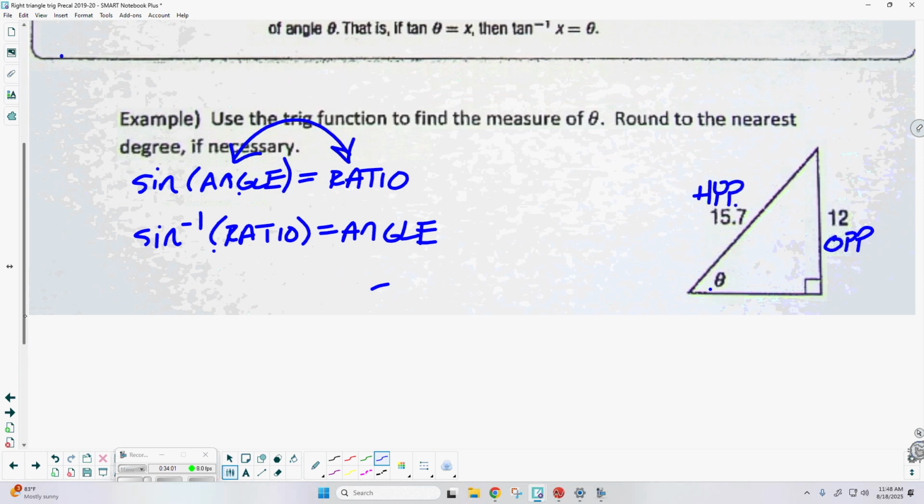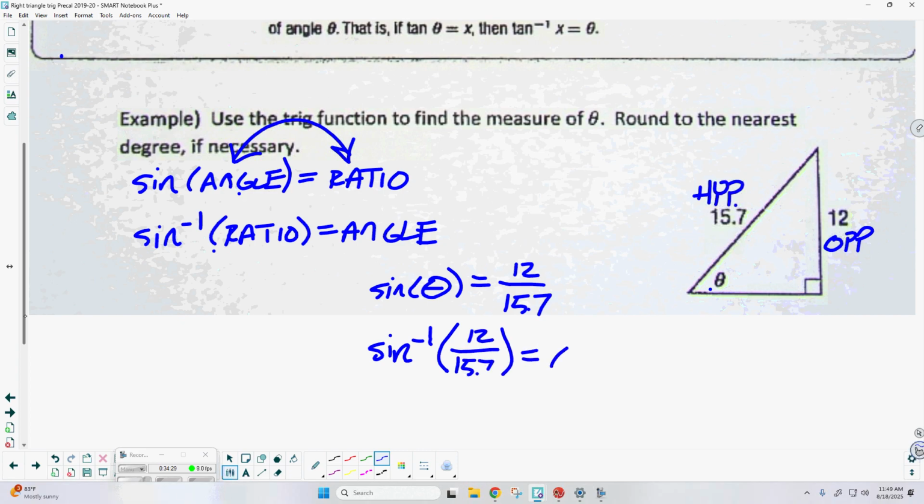So let's say I know that if I take sine of that angle, whatever it is, I'm going to get the ratio of the opposite 12 over the hypotenuse 15.7. Okay. So in order to find the angle theta, I'm going to take those 2 and I'm going to switch them. As soon as I do, this is now the inverse of that trig function. So 12 divided by 15.7 is equal to theta.